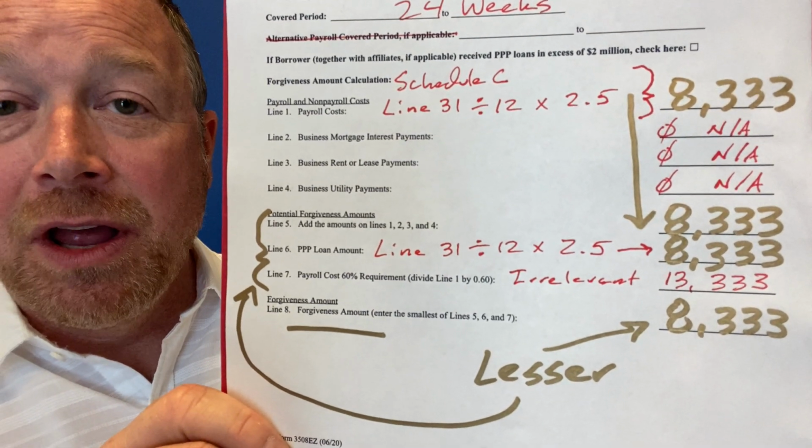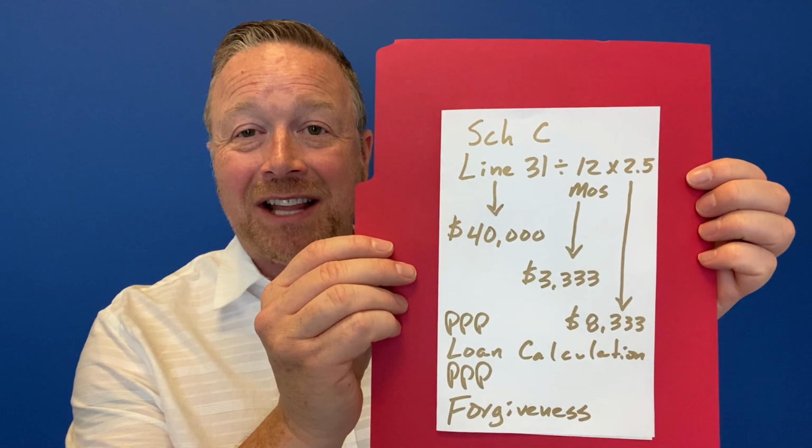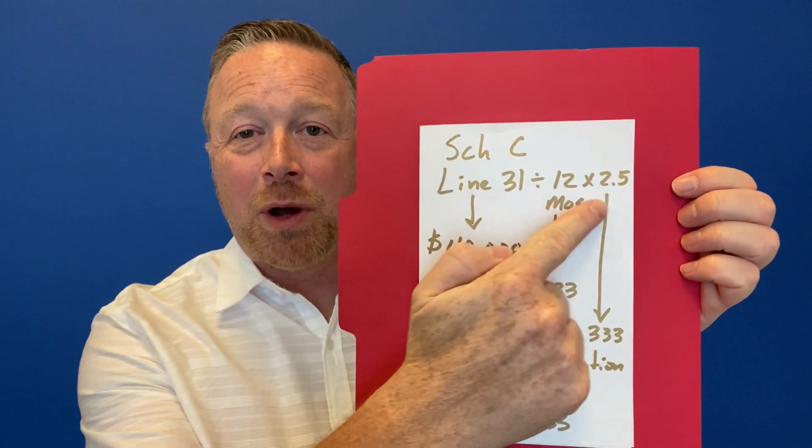I'm going to go through it really quick, and then we're going to come back and look at it. On line 1, you're putting your payroll cost. Your payroll cost is line 31 divided by 12 times 2.5. So on line 1, you put your payroll cost, and line 8 should just be the same amount, which is your forgiveness amount. We do need to go through the rest of it, but really at the end of the day, line 1 should yield the same amount on line 8. Line 8 is your forgiveness amount.